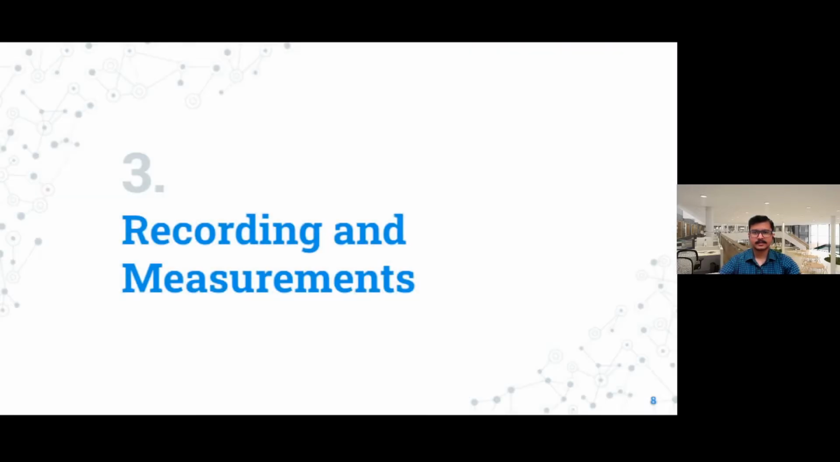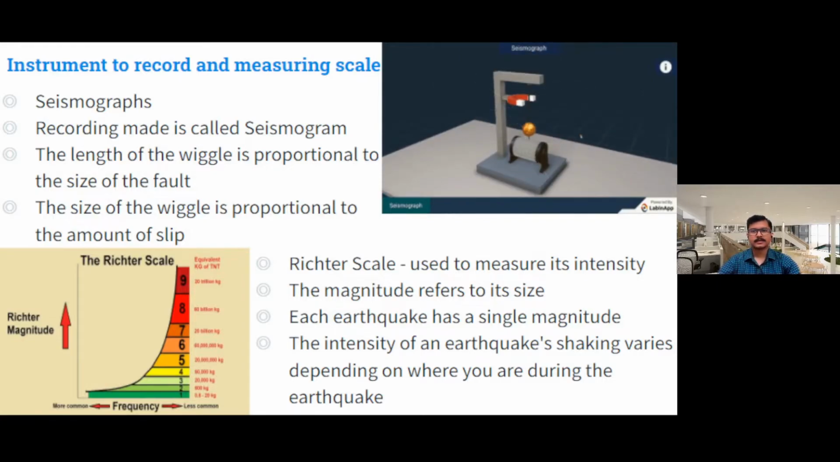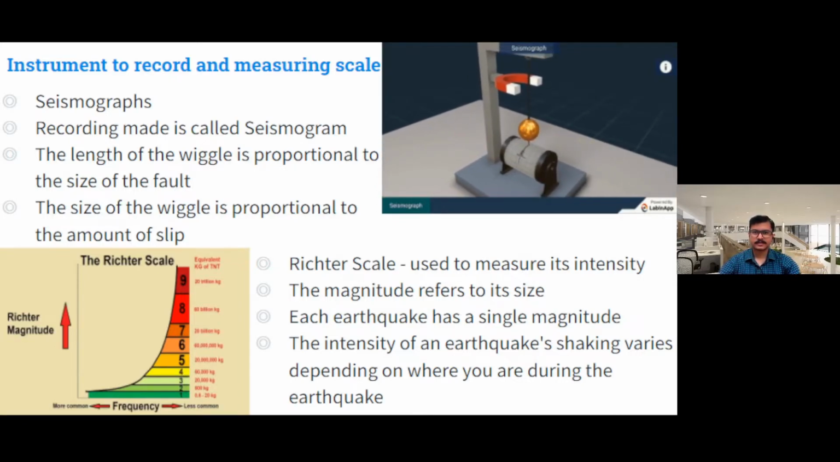Next, let us see how we measure earthquakes and the instruments that we use to measure them. Seismographs are instruments that record earthquakes. A seismogram is the name given to the recording that they make. This seismograph has a solid ground base and a heavy weight that hangs freely, as you can see in the image.